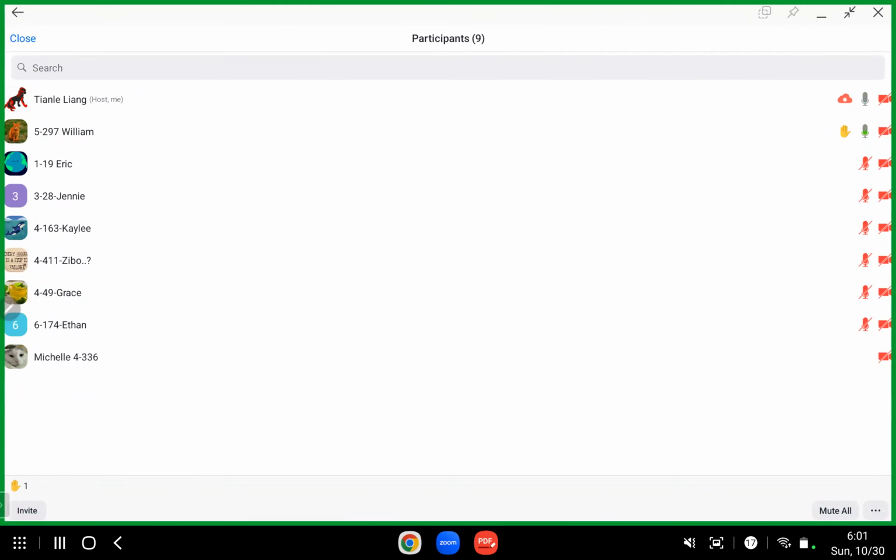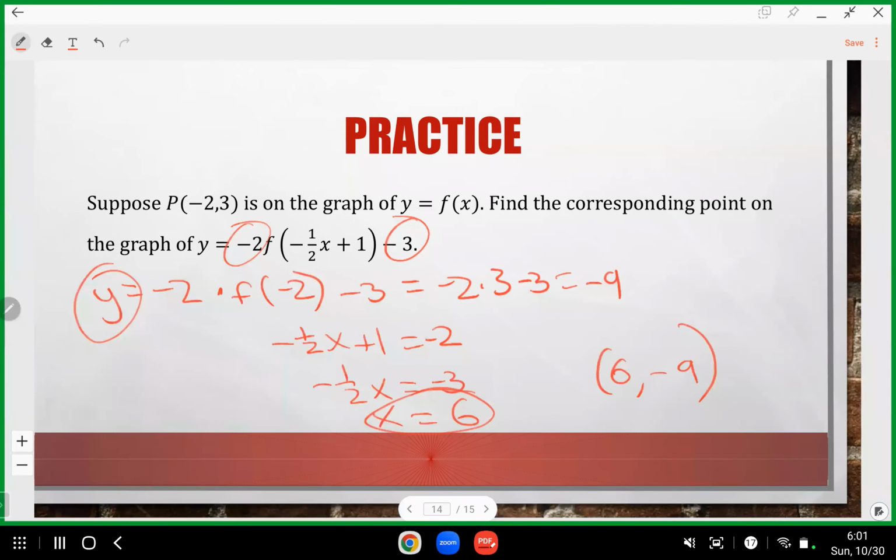Oh wait, I have another one. So does that mean that we could set it to any number, like -1 or 3? No, because you have to use the x value of the previous point. What do you mean by the previous point? This original point P. Oh, okay, I get it now. Thanks. No problem.